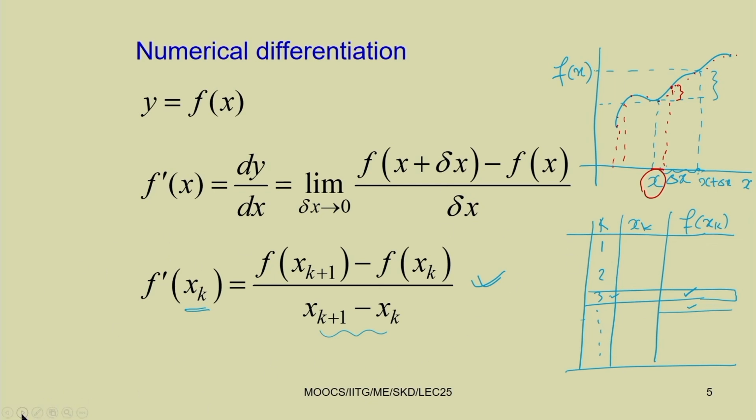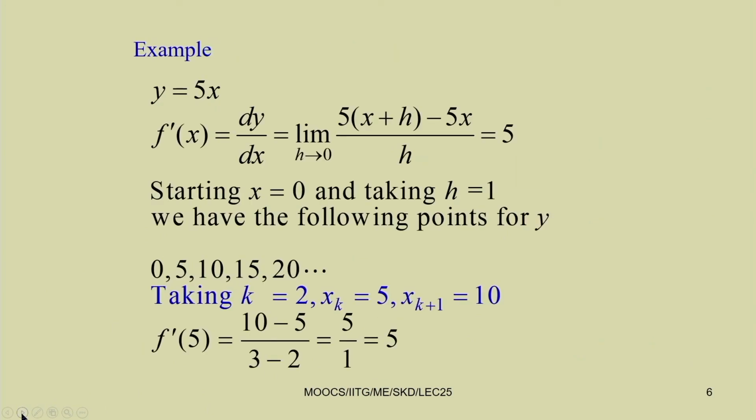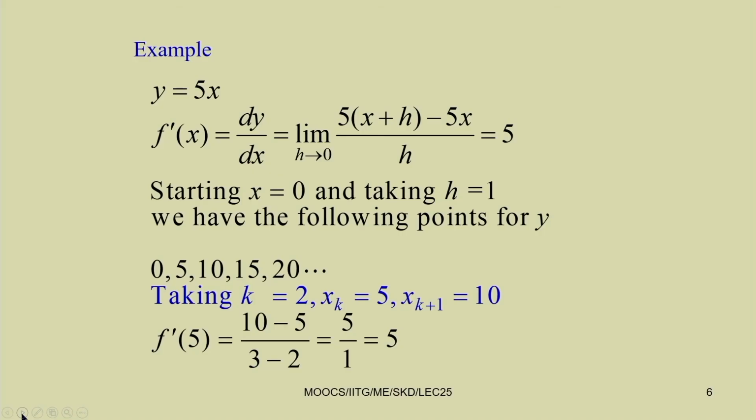If we take a linear function, for example, let us take y equal to 5x. All of you know dy by dx will be 5. So let us find it using this numerical method. In this case we can write f dash x equal to dy by dx equal to limit h tends to 0. There we had written delta x, so delta x is replaced by h here. So limit h tends to 0, 5 into x plus h minus 5x by h, which gives rise to 5.